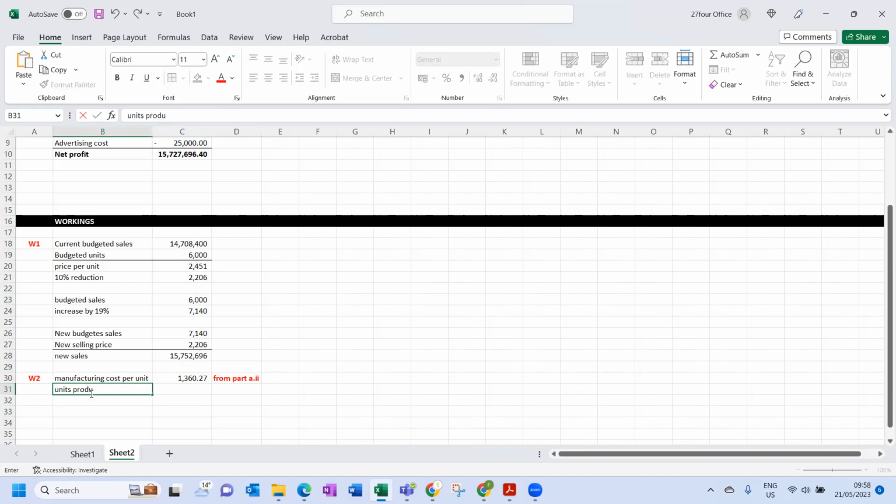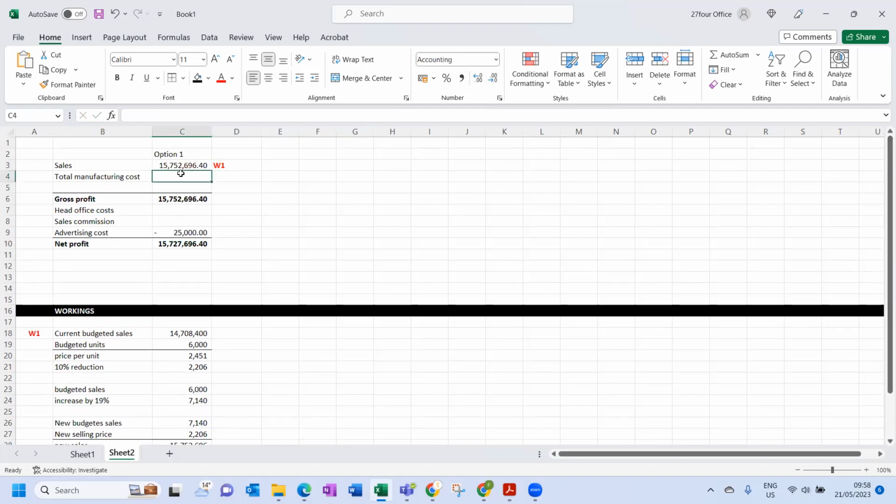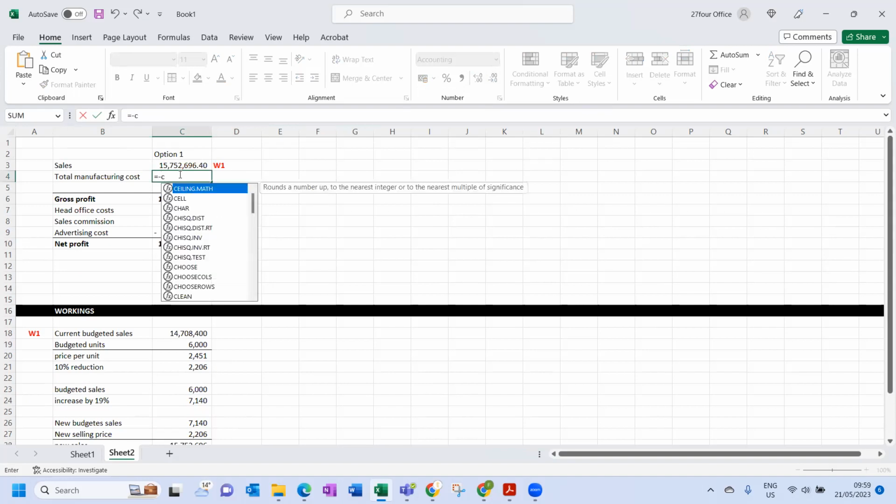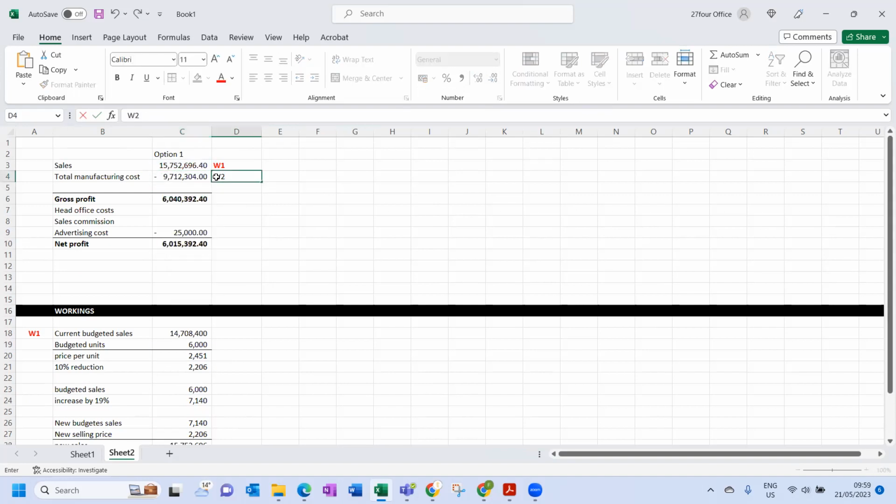Units produced is going to be 1740. So total manufacturing costs would just be that times that. So that is basically what we're getting. This is C32, so I'm going to say over here equal negative C32. And this is going to be working 2.